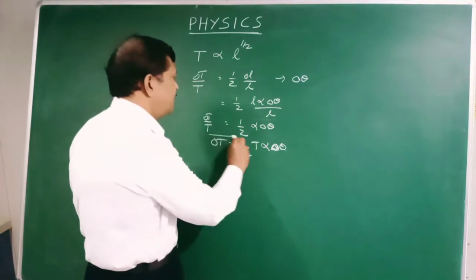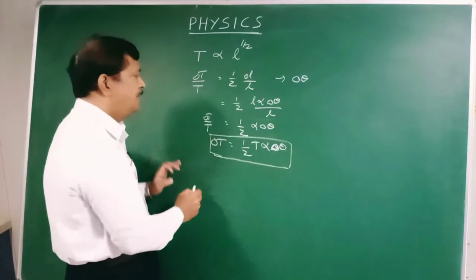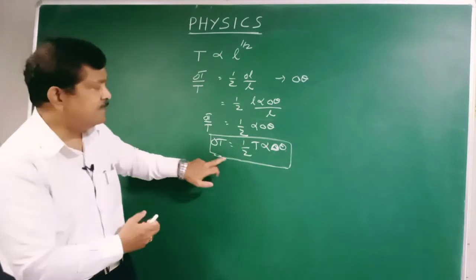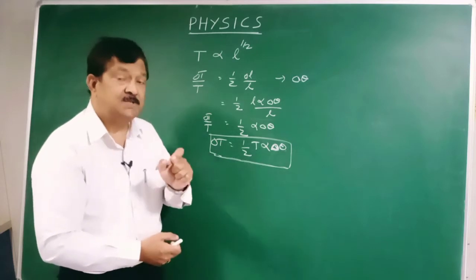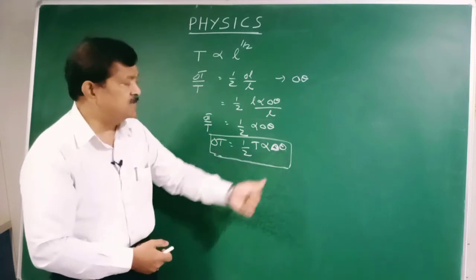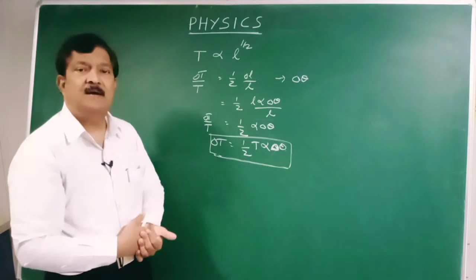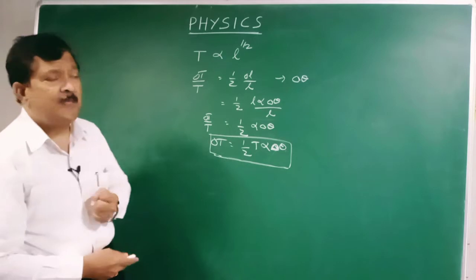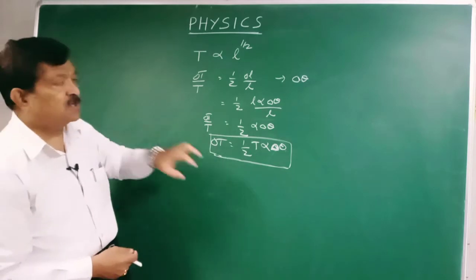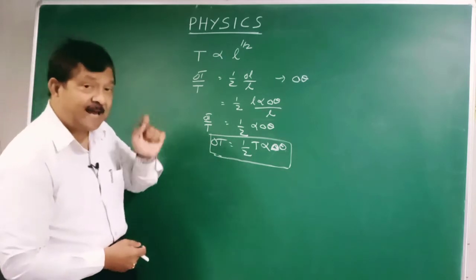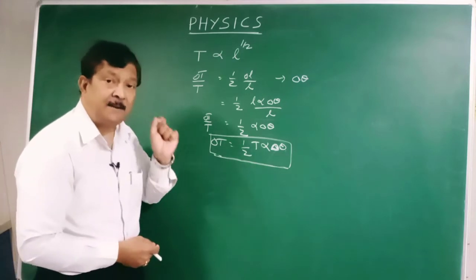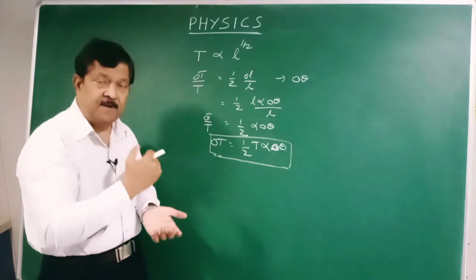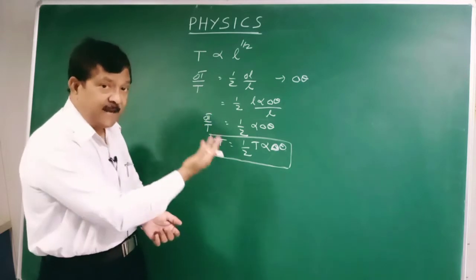So delta T will be equal to half of T alpha delta theta. Here delta T represents the loss or gain of time and delta theta represents the change in temperature. Depending on the change in temperature, we will get the value of delta T. Very clearly, the pendulum clocks will show correct time only at a particular temperature. At a temperature higher than that, they lose time. At a temperature lower than that, they will gain time.